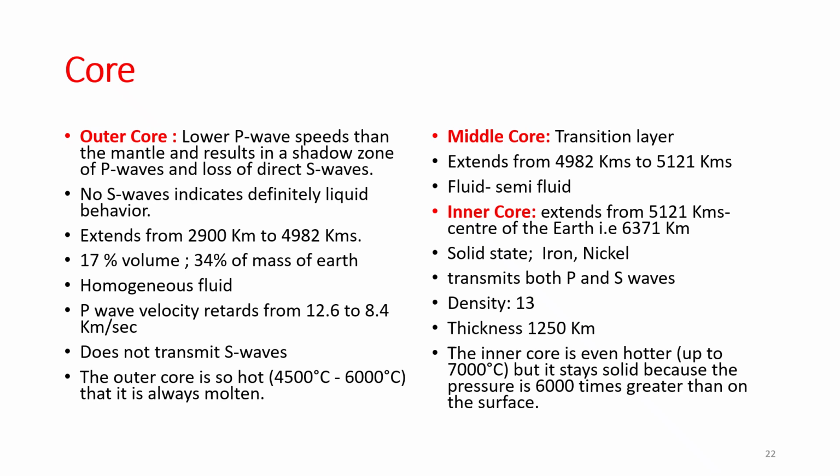And it is in solid state. It consists of iron and nickel. And this iron core could transmit both the P and S waves, and its density is around 13 and thickness is 1250 kilometers. And the inner core is even hotter. Temperatures up to 7000 degrees centigrade can be seen, but it stays solid because the pressure is 6000 times greater than on the surface.